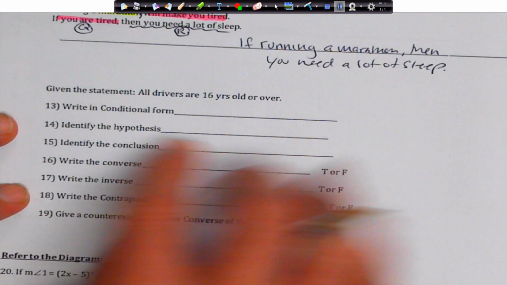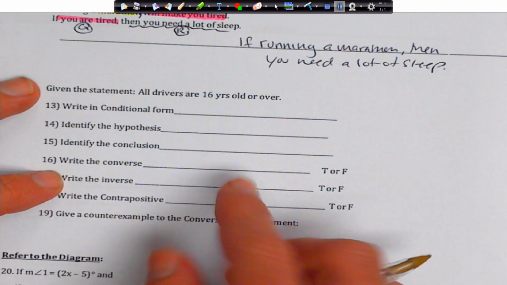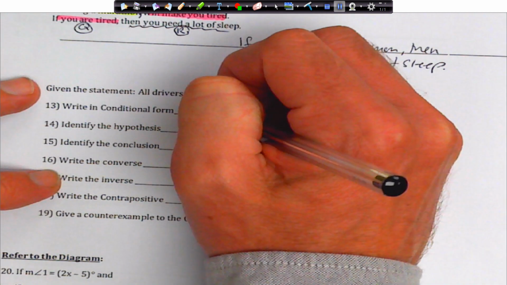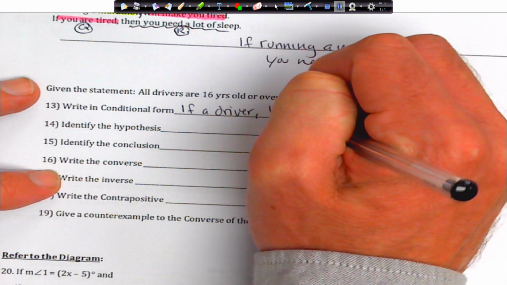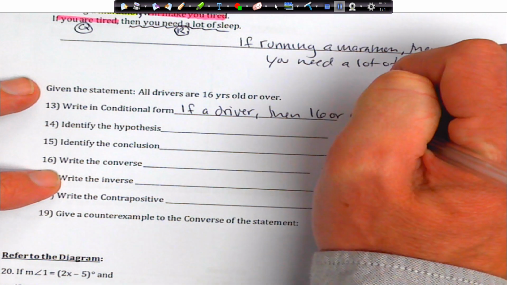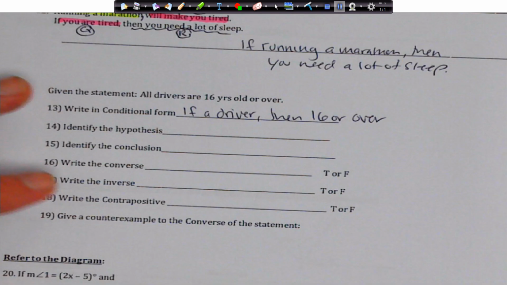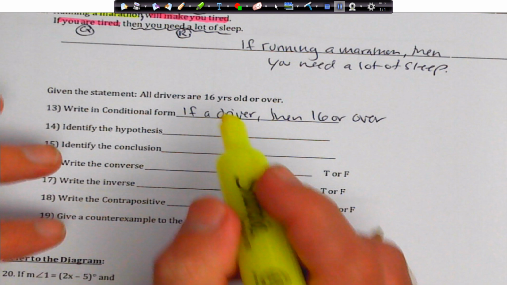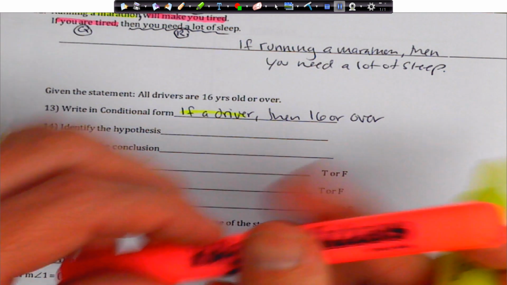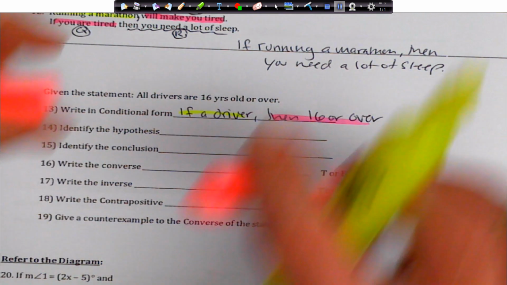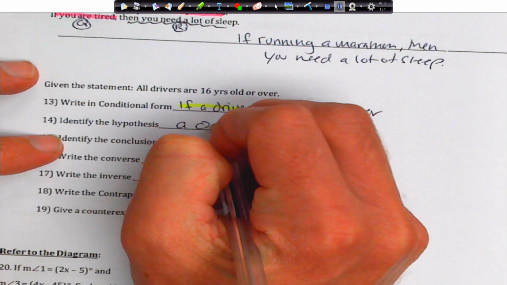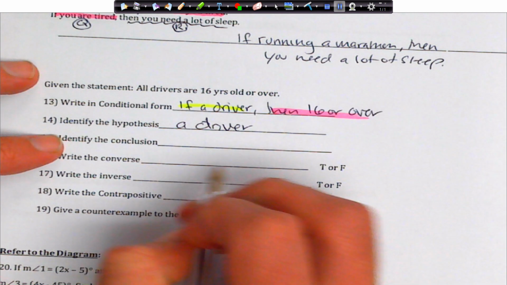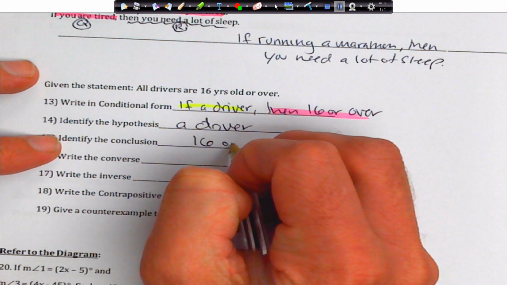All right, so given the statement, write the conditional. So we can write: if a driver, then 16 or over. Okay, so there's my P, then Q. I'm going to just go yellow and pink for P and Q. Okay, identify the hypothesis. That would be a driver. And the conclusion, 16 or over.